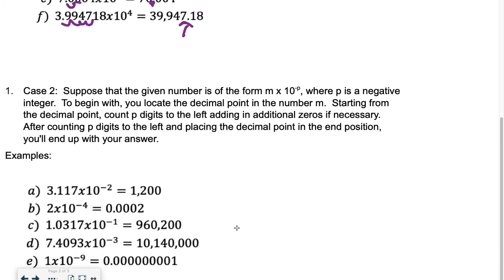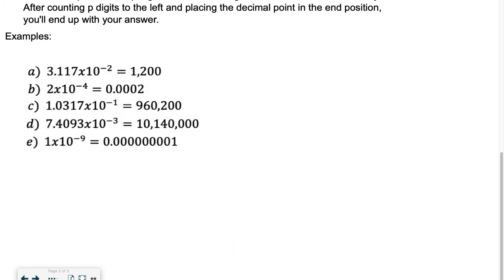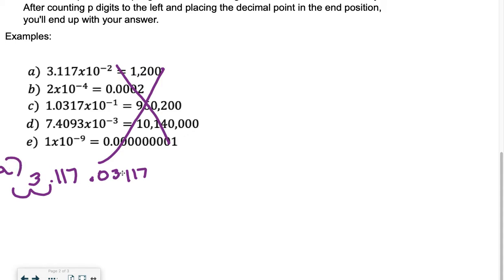Now, if your exponent is negative, you're just going to swing the opposite way. This number right here, I guess when I copied and pasted, these are incorrect. So I'm just going to fix these. I'll fix it on your lesson and I'll repost it. Sorry about that, guys. So I'm going to cross these all out and I'll work them out underneath. So 3.117. You're going to swing 2 to the left. You're going to have 0.03117. That's A.